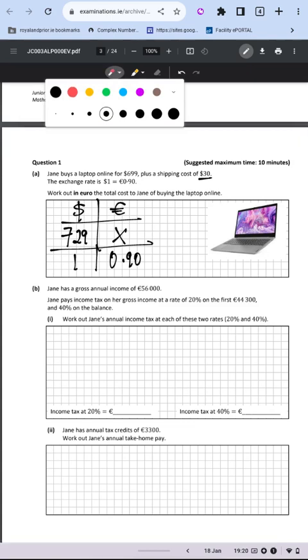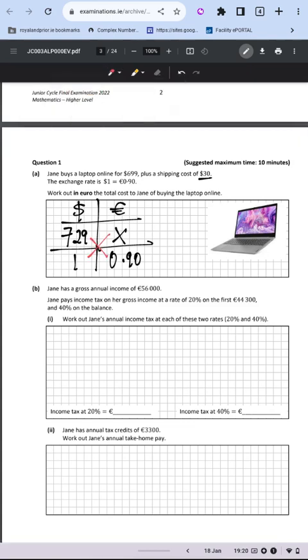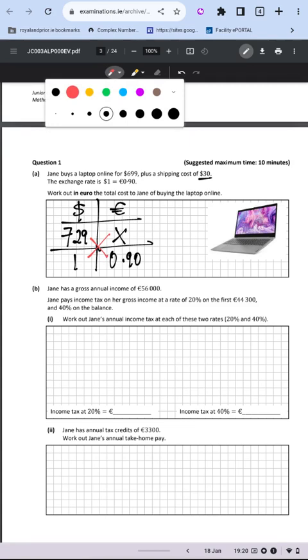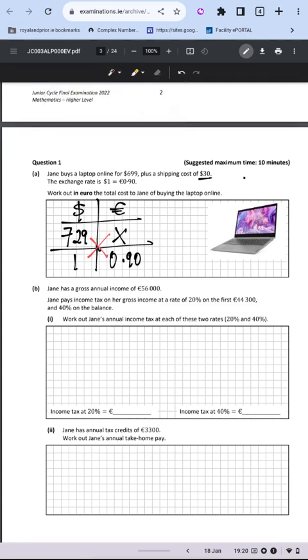Now all I'm going to do here is cross multiply, and that's always going to work. So line up one currency below the other, and then cross it. So what have we got? 729 by 0.9 is equal to 1x. You multiply those two together, you get 656 and 10 cents. And that's in euro.